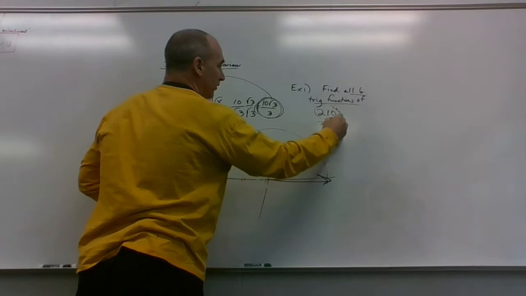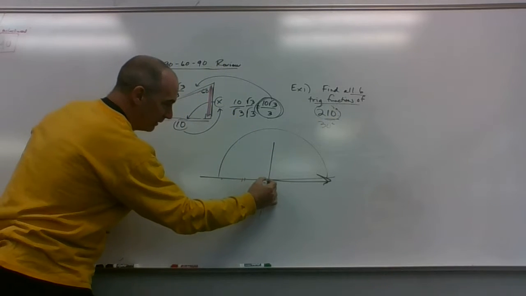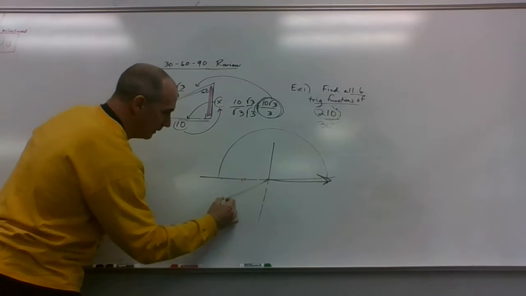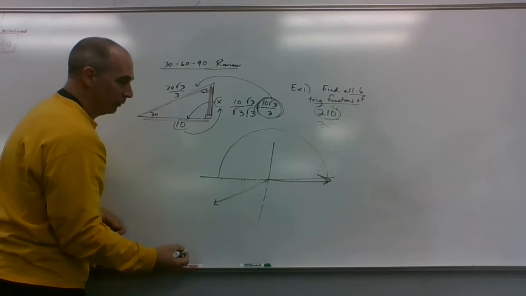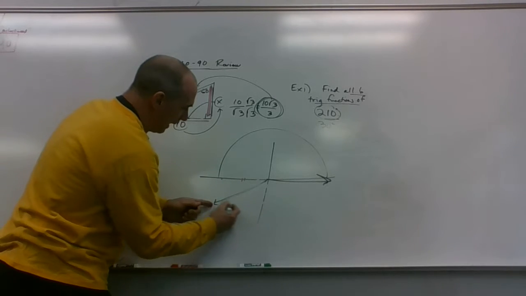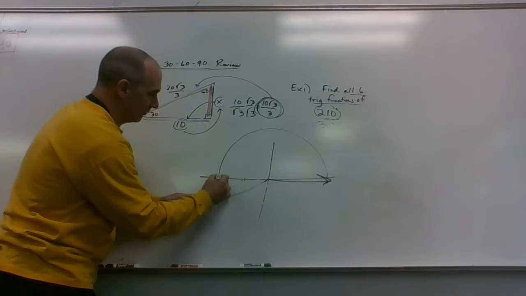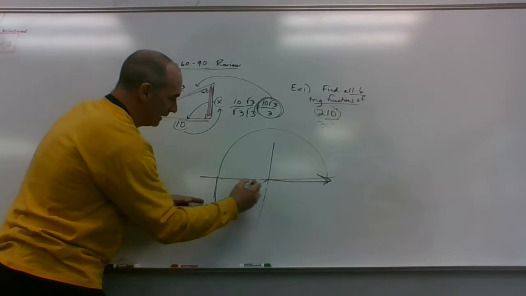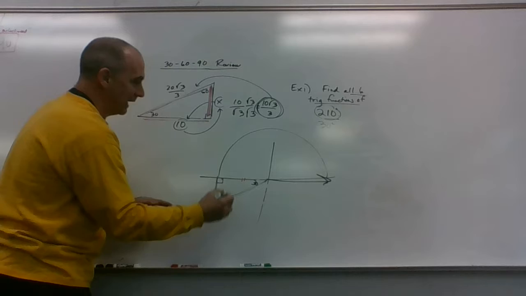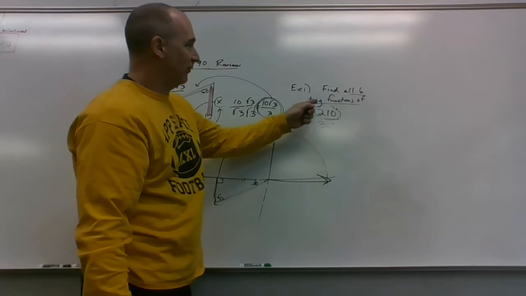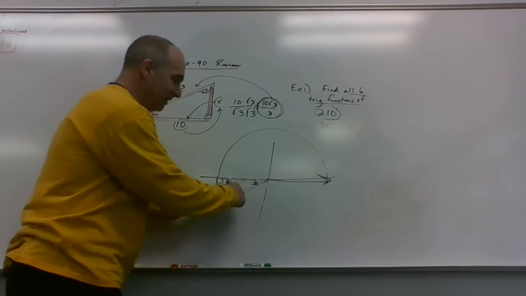210 is 30 degrees past 180, so that means not very far. So I would stop right here. What's my golden rule? Never go back to the y, always back to the x. And I know this is a 30, I know this is a 60, and I know this is a 90. Well, how am I supposed to find the trig functions if I don't have any sides?